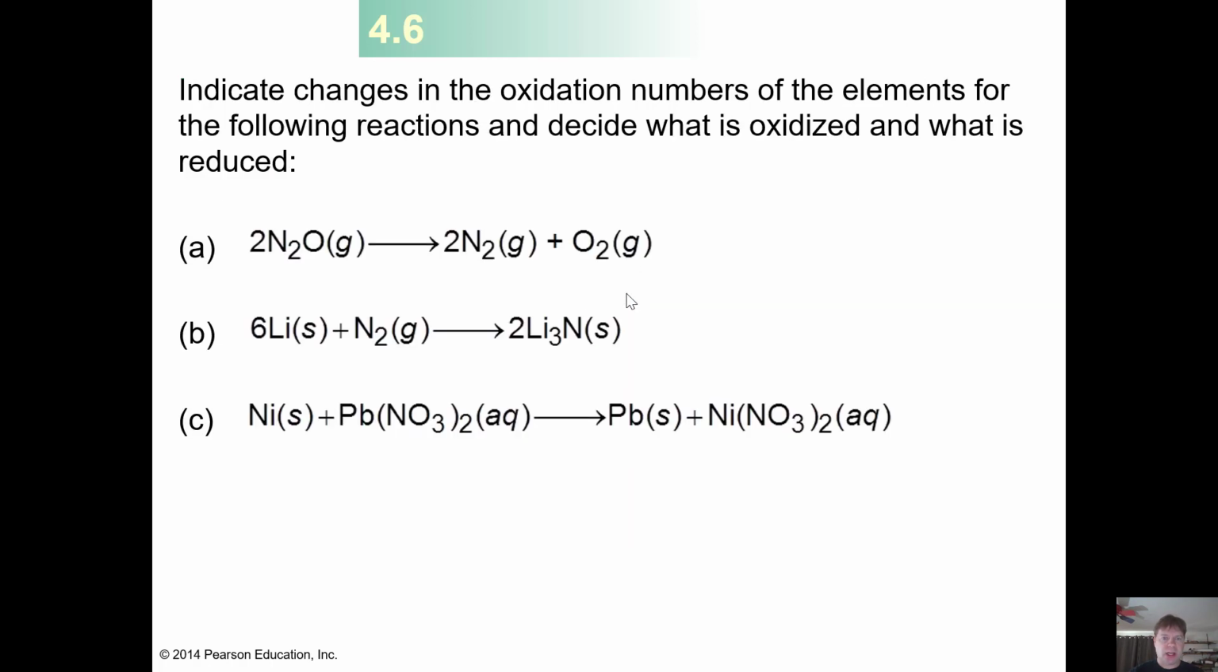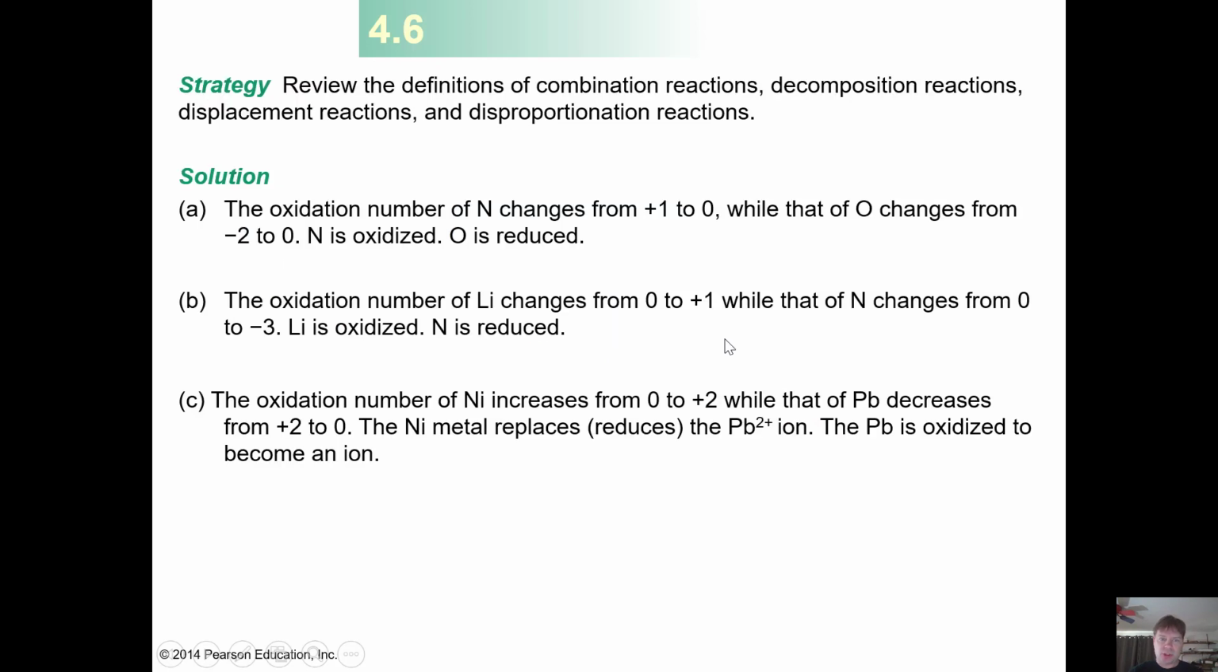Let's look at the next one. So we have lithium and nitrogen as the two reactants. Those are both elements by themselves. They will be zeros. If we come to the product side, we have Li3N. Lithium will be +1 here. We have 3 of them, so nitrogen will be -3, and that makes sense for nitrogen. So we can see we're going from 0 to +1, 0 to -3. Okay, so we're showing that here. So the lithium is oxidized, the nitrogen is reduced in this case.